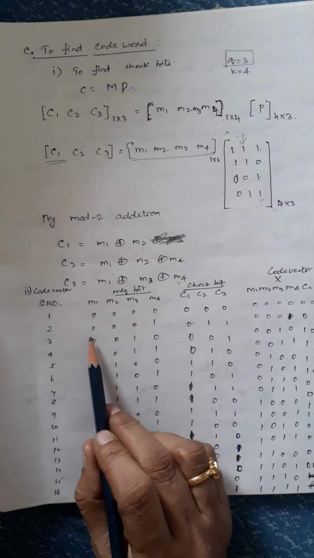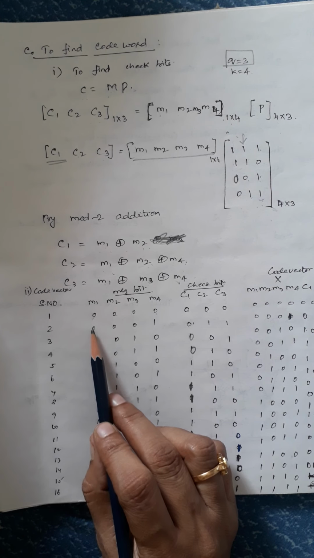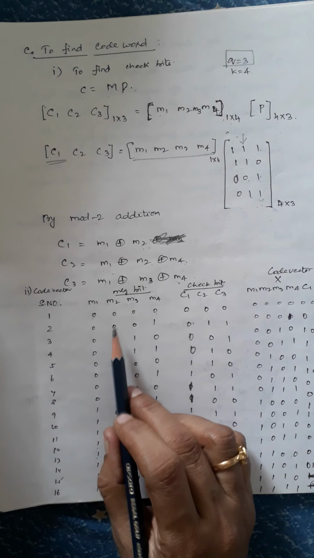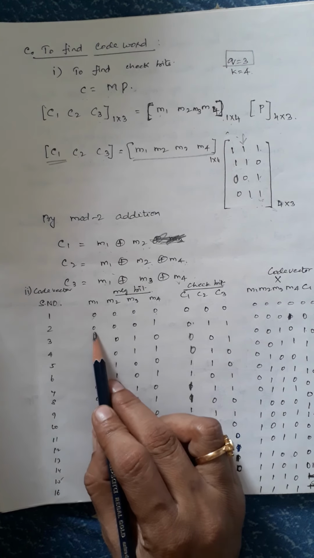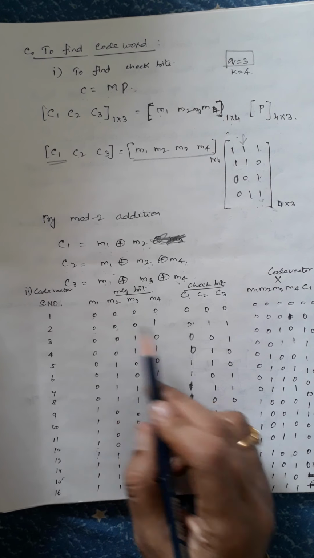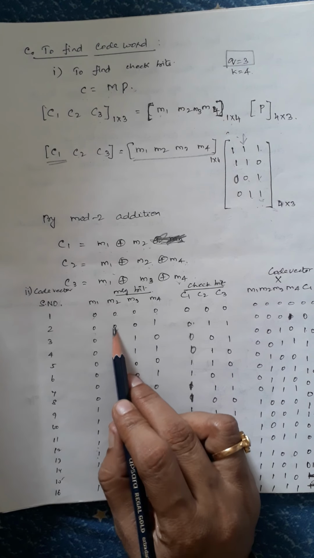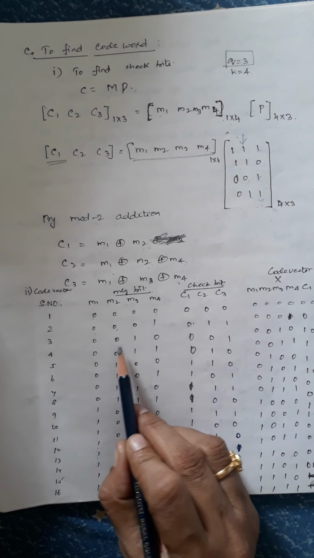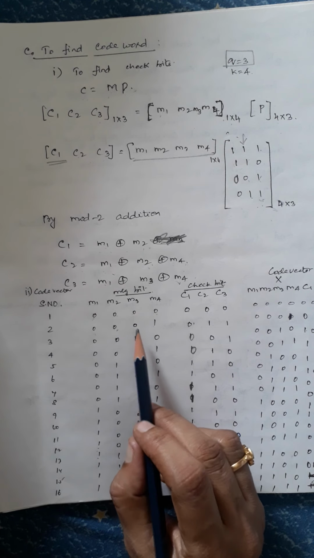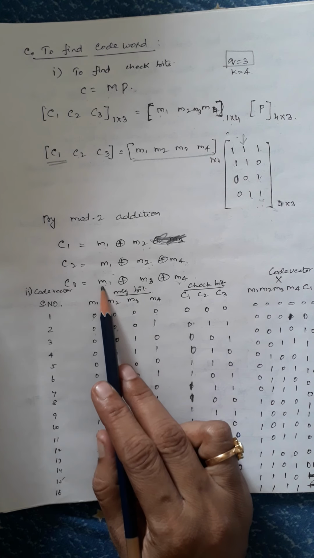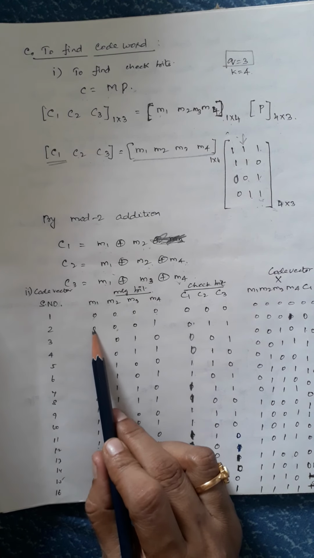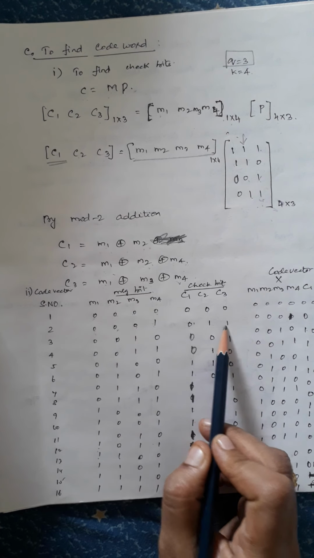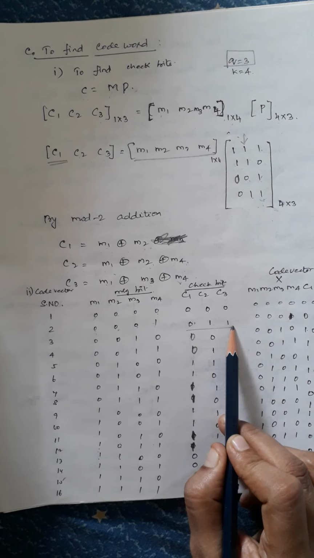Coming to the second message, M1 and M2 are 0, 0, 0. M1, M2 and M4: 0, 0, 0, 0, 0 is 0, 0 XORed with 1 is 1. Next is C3, M1, M3 and M4: 0, 0 is 0, 0 XORed with 1 is 1. So, this is how you form the code vector.